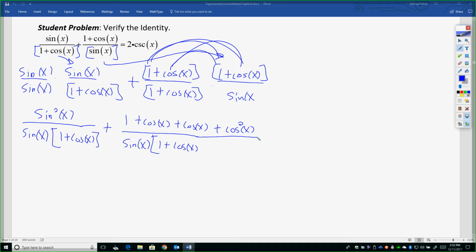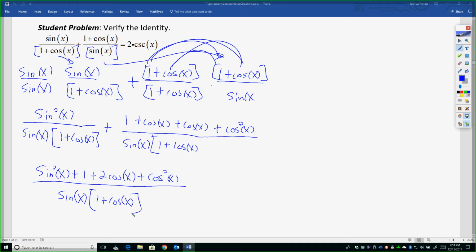Okay, so if we combine the tops again, we get sine squared of x plus 1 plus 2 cosines plus a cosine squared all over the common denominator. Okay, and again we notice that sine squared plus cosine squared is 1. So add that to the other one there, we get a 2. So we get 2 plus 2 cosine of x over the common denominator.